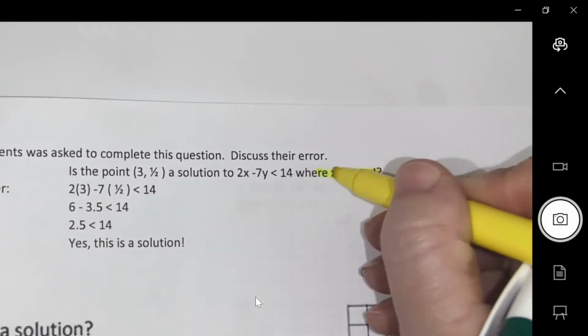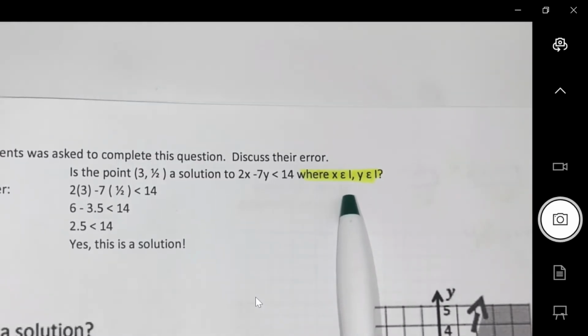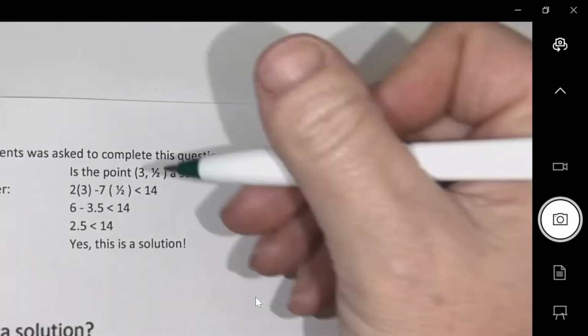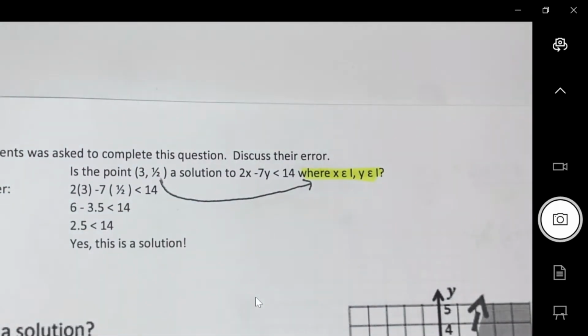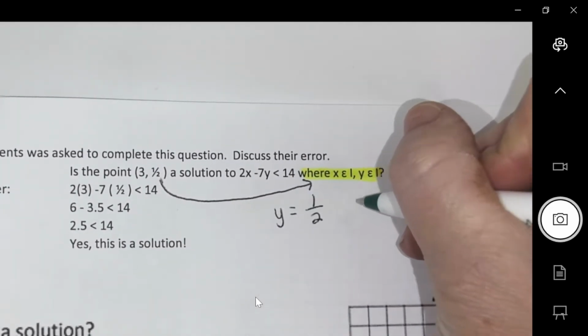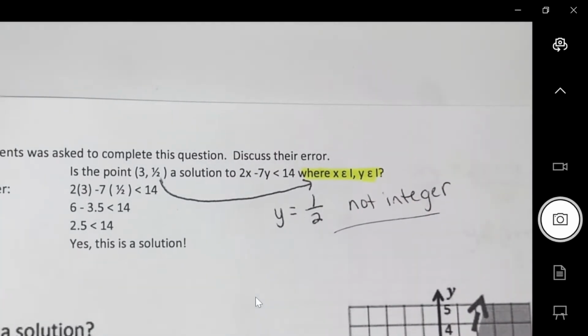What does this say to you? What does that mean? X and Y have to be integer numbers. What kind of Y value do I have there? A half. 1/2 for a Y value is not an integer. So therefore, it can't even be a solution before I even do the math on it. I can't pick it. Okay, I can't have decimals or fractions because that's not an integer.